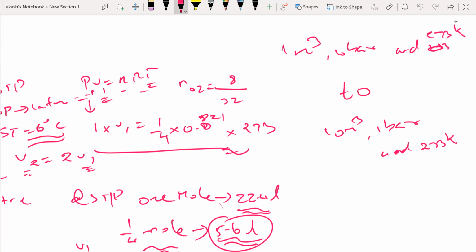So people, again I repeat the entire question. A sample of an ideal gas underwent an expansion against a constant external pressure of 1 bar from 1 meter cube, 10 bar and 273 Kelvin. These are the initial conditions of the gas: initial pressure, volume, temperature. To 10 meter cube, 1 bar and 273 Kelvin. That is your final state. They're asking you what is the work done by the system. Calculate the work done.